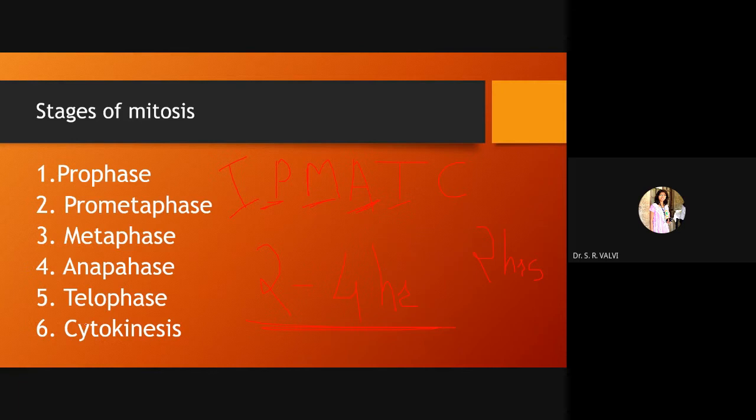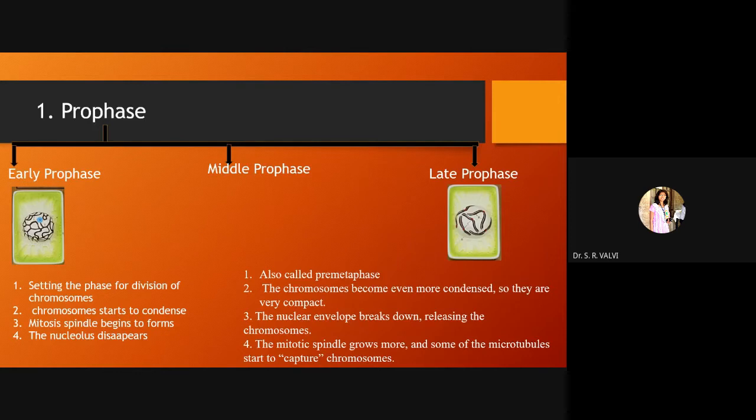So let's begin with each of these phases in detail. So see here, prophase is again divided into three phases: early prophase, middle prophase, and late prophase. As I said, this prophase is the first phase after interphase. Okay, this is the post-interphasic phase, that is prophase.